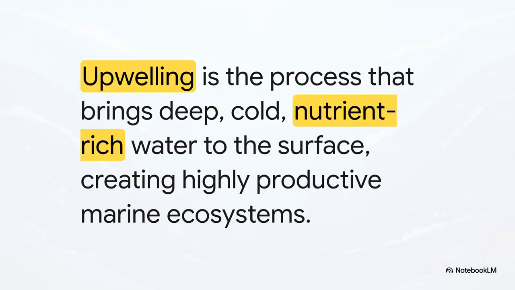Another huge process in ocean motion is something called upwelling. This happens when wind pushes surface water away from the coast, and that allows deep, cold, nutrient-packed water to rise up to the surface. It's like fertilizing the ocean, which is why you see these massive plankton blooms that create some of the world's best fishing spots, like off the coast of Peru.